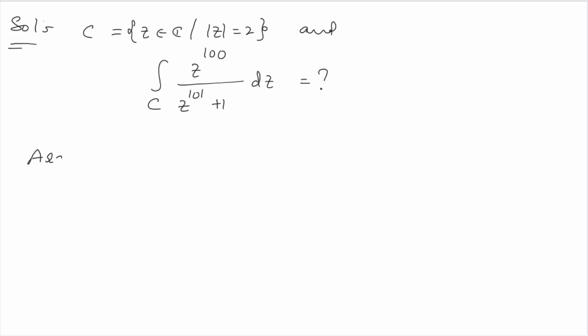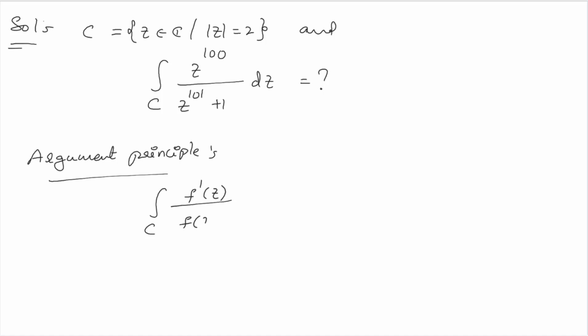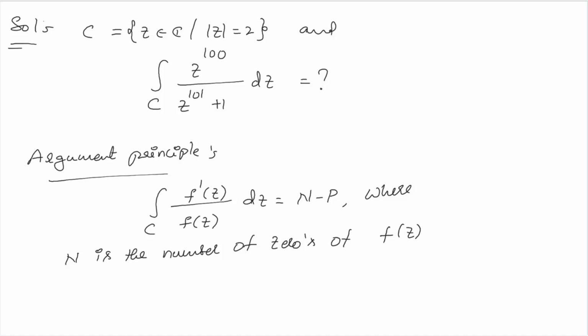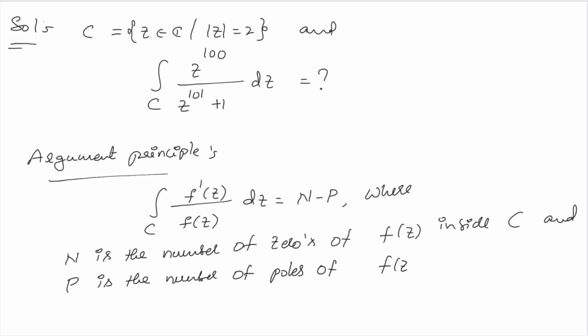We have the argument principle as: integration over C of f dash of z divided by f of z dz is equal to n minus p, where n is the number of zeros of f of z inside C, and p is the number of poles of f of z inside C, of course counted with multiplicities.